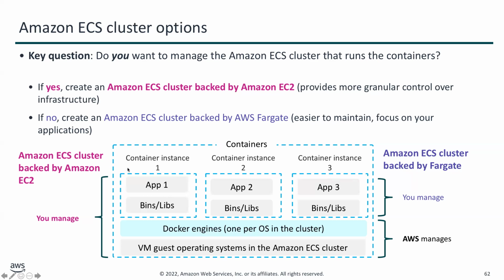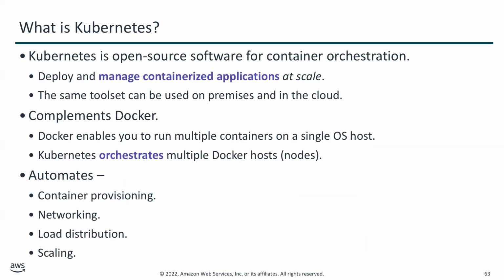However, if you want to manage everything yourself, that's also possible. Amazon ECS cluster backed by Amazon EC2, right? Everything here is managed by AWS for Fargate. However, with EC2, for things like Docker engines and the VM guest operating system in the Amazon ECS cluster, we do everything ourselves. In other words, we manage these things. So it's up to us, right?